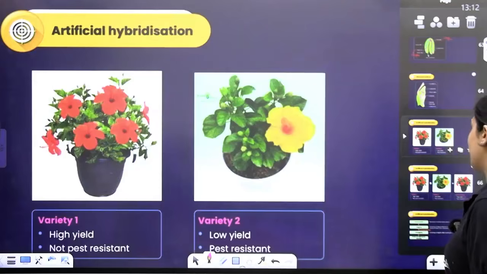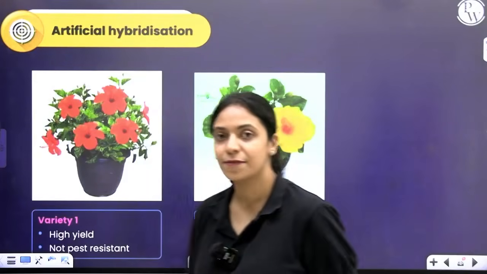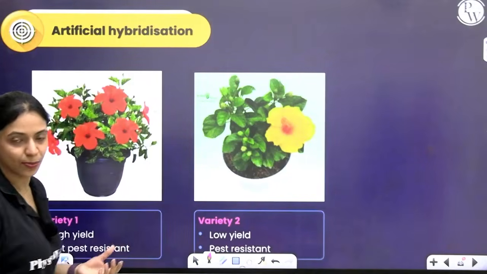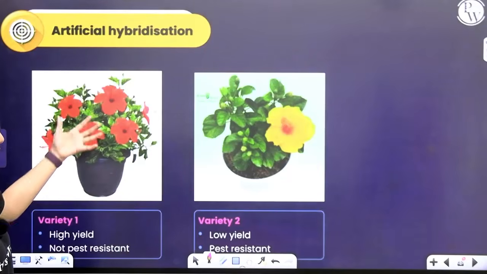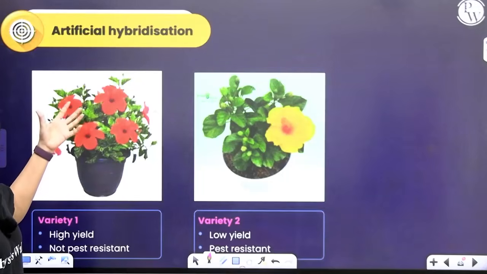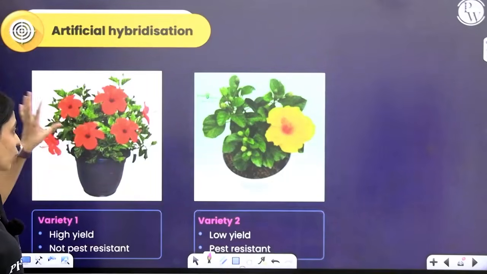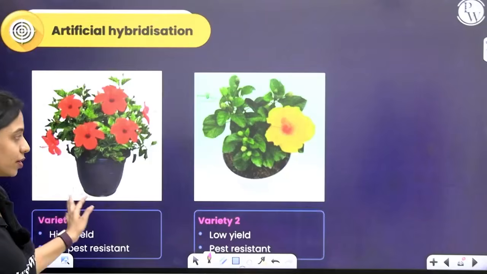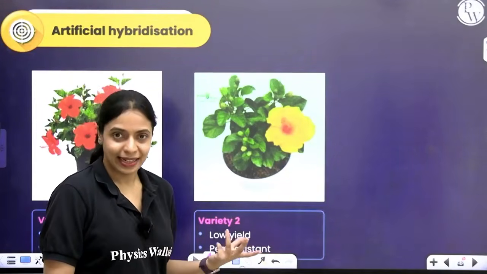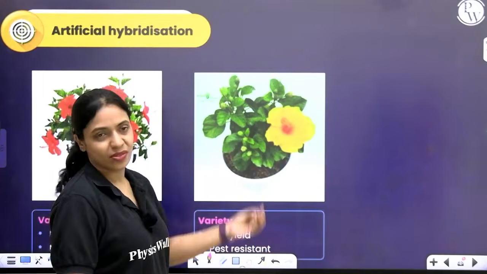Now let's learn about a process called artificial hybridization. If you are a farmer or a plant breeder and want to bring two characteristics present in two different plants into one plant. For example, these are two varieties belonging to the same species. In this variety, very brightly colored flowers are produced. These are very commercially valuable, bringing a lot of money to the plant breeder. And each plant produces a lot of flowers. In contrast, this plant variety belonging to the same species produces flowers that are not so brightly colored, not much in demand, and it produces very few flowers.